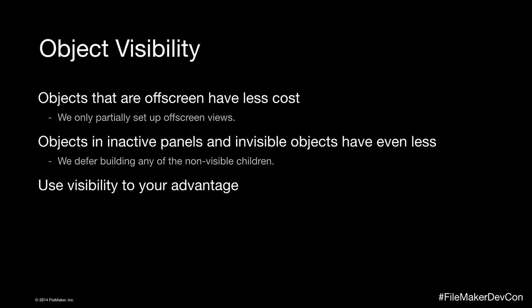Yes? What about objects off the right-hand side of the layout? Same thing. If they're not visible, we don't fully set them up. So it's the same concept. They're not as cheap as an object that's in a background tab panel, because we still build up the view for objects that haven't been scrolled into view, but we don't fully. So it's just partially set up. It's really quick. It doesn't have the same cost as an object that you can see.